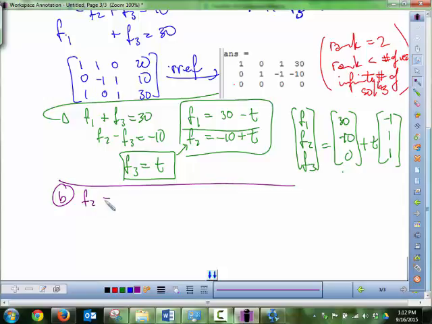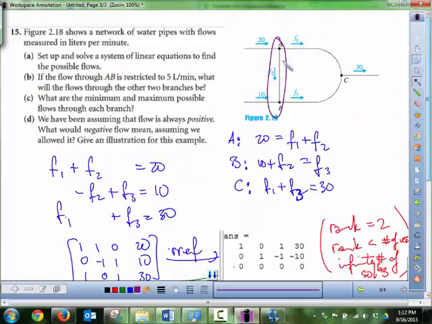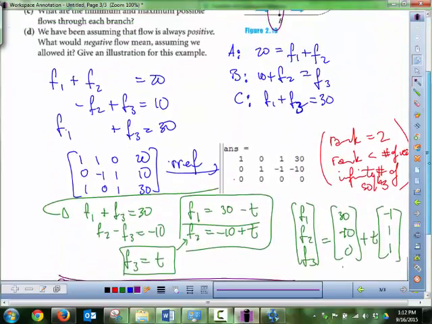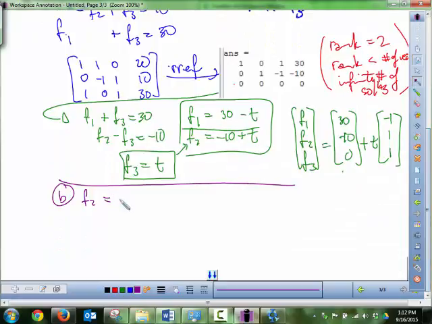F2 is going to be, make sure that this is the right direction, from A to B, so that's a positive number. And they want F2 to be equal to 5 liters per minute. Then what would the flow for the other two be?